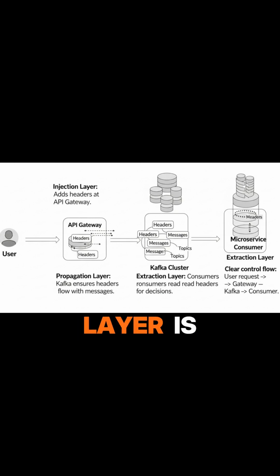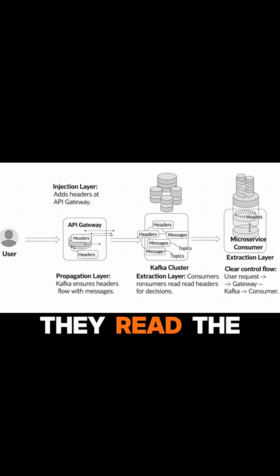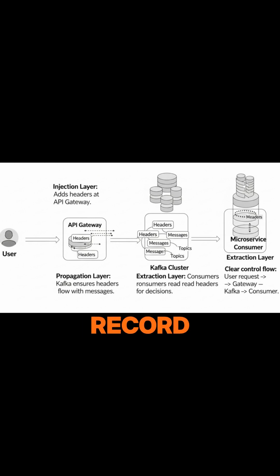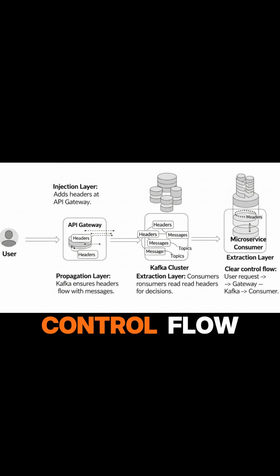Finally, the extraction layer is where your consumers come in. They read the headers from the incoming Kafka consumer record, extracting the metadata needed for their specific business logic or operational decisions, such as routing a user to an A/B test variant. This creates a clear, observable control flow.